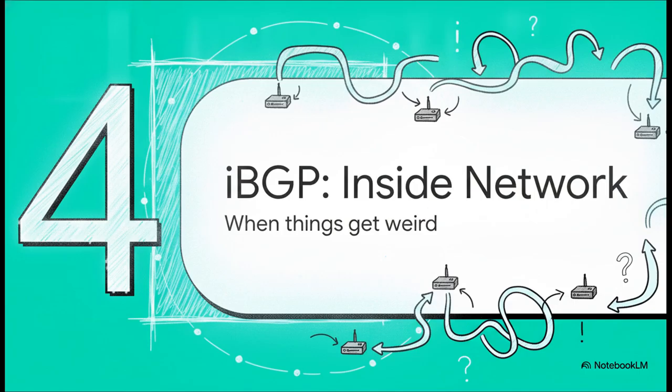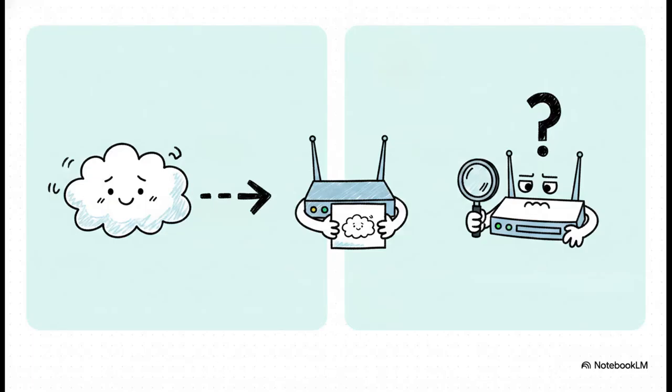But what happens when we step back inside? That's Section 4, iBGP, inside the network. Things get a little weird when we switch to internal BGP, which runs between routers inside the exact same autonomous system. This brings us to the first major quirk that trips up so many students. Unlike eBGP, iBGP does not change the next hop IP address when it advertises a route to an internal peer. Let's pause and think about that because it's absolutely vital. Say your edge router learns a route from the internet.